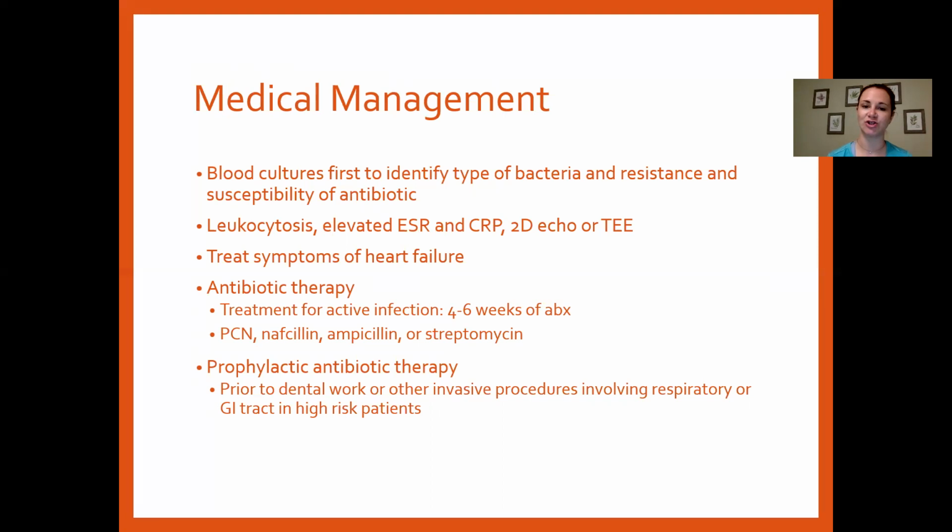Treatment for active infection is usually 4 to 6 weeks of antibiotics, so it's pretty prolonged, and it's going to be of the penicillin type: penicillin, nafcillin, ampicillin, or streptomycin. If they're allergic to penicillin, then there are other options that a pharmacist can help consult on to get the patient on the right type of antibiotic. And then the patient's also going to be on prophylactic antibiotic therapy from here on out prior to dental work or other invasive procedures that involve the respiratory or GI tract.